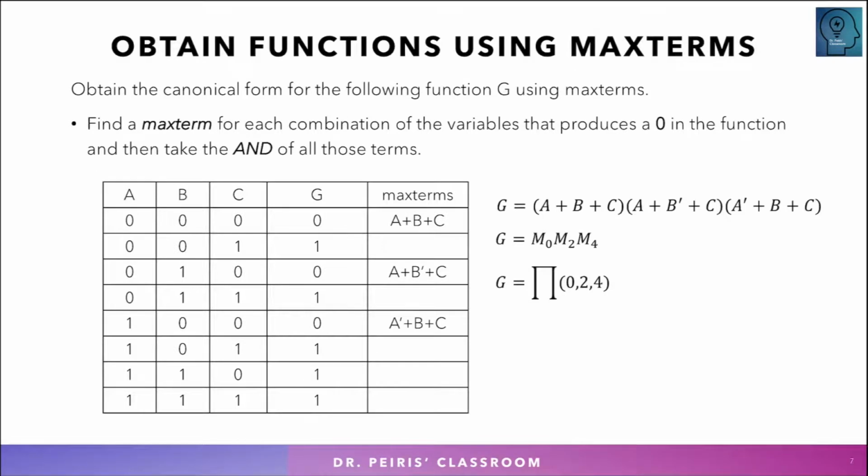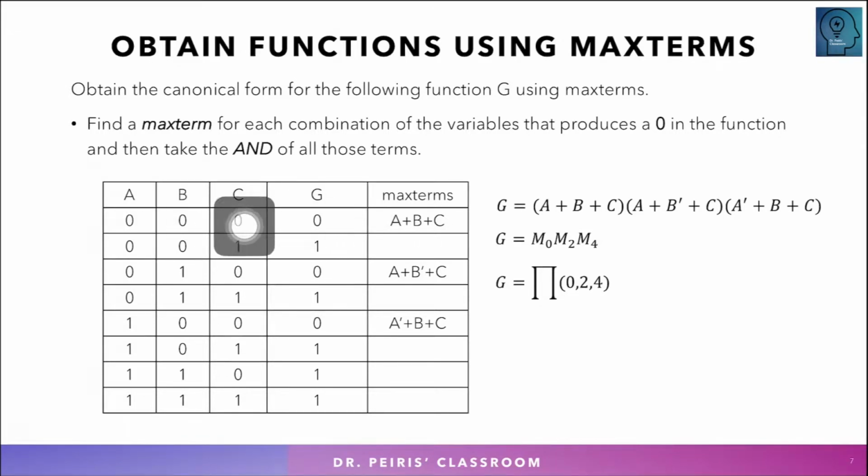Let's see how we obtain functions using maxterms. So let's say we have this truth table given. So A, B, C are inputs and G is the output. This is the function. So we need to write this function using the maxterms. So this is written as the product of maxterms. So for the minterms we use the OR gates, but for the maxterms we use the AND. Now instead of looking at ones, for the maxterms we must look at zeros. We must look at the zeros on the output column, and then we write down the maxterm for those.